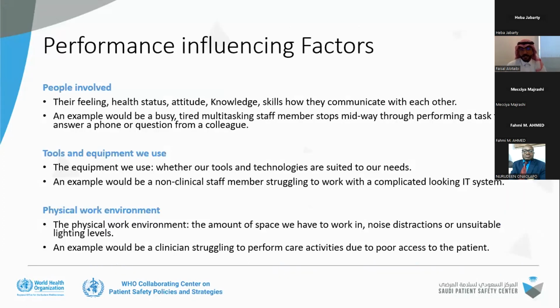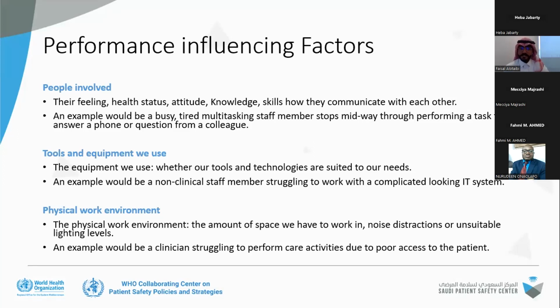Again, here we are just putting the five essential components with an example. The people: we are speaking about their feelings, health status, attitude, knowledge, skills, and how they communicate with each other. This is important when you try to analyze this component of the system in order to redesign it and affect those factors that are affecting human performance, in order to improve patient safety. When we are talking about the tools and equipment that we are using, we ask whether our tools and technology suit our needs. Again, you have to think about the calibration of the equipment, whether it is giving you the right result, on which you are going to build your treatment plan.